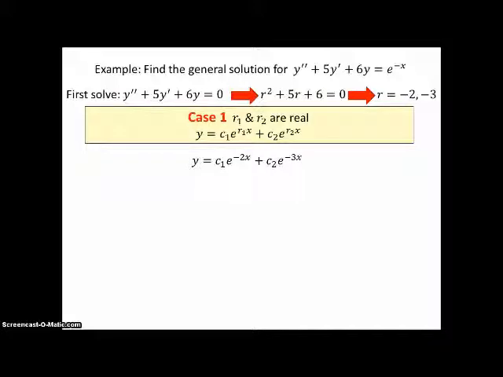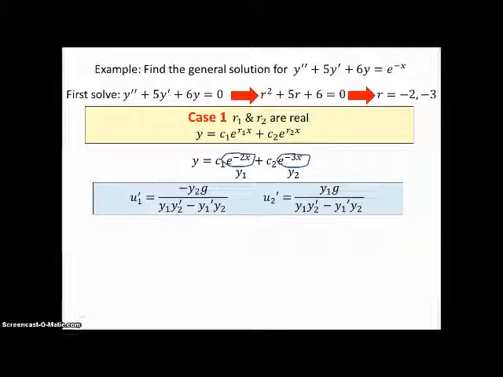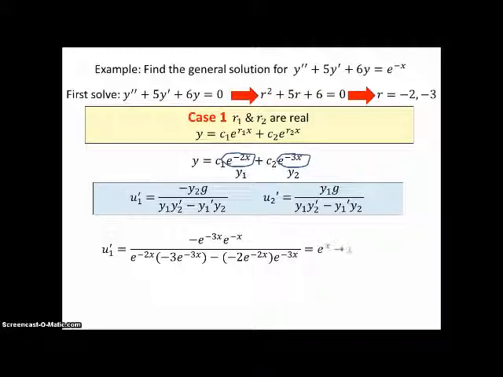Okay, so there's our form. Substituting our negative 2 and our negative 3, we get this for the complementary solution. Okay? All right, and there's y1 and y2 then. Here are our formulas again. Plugging in carefully, we get this mess. Isn't that fun?